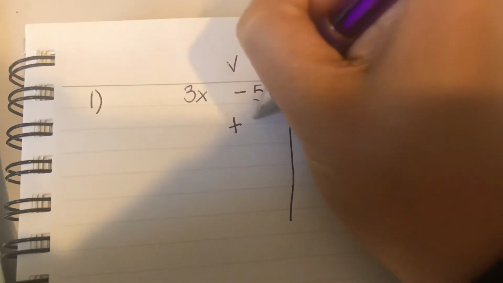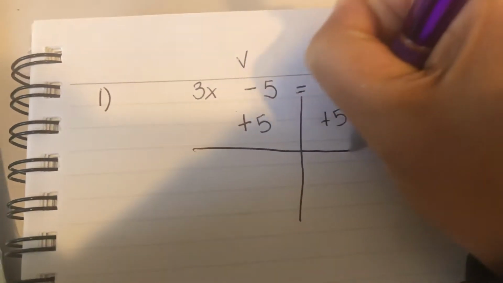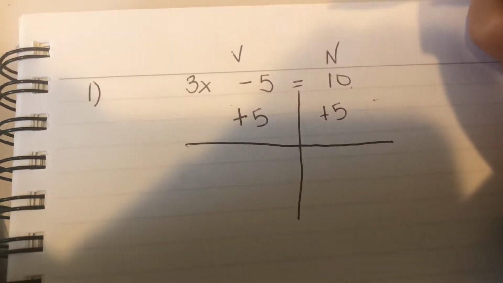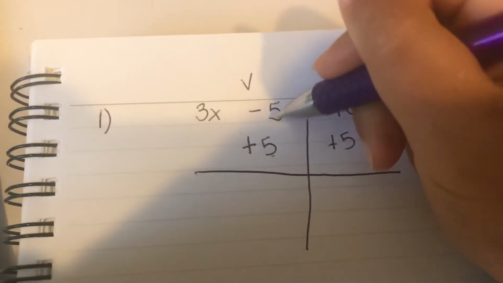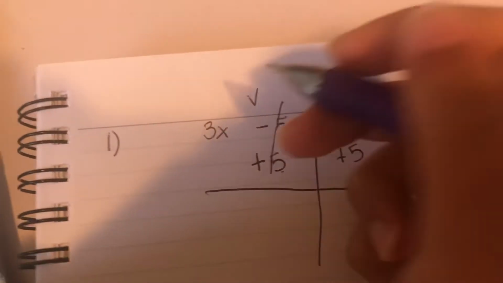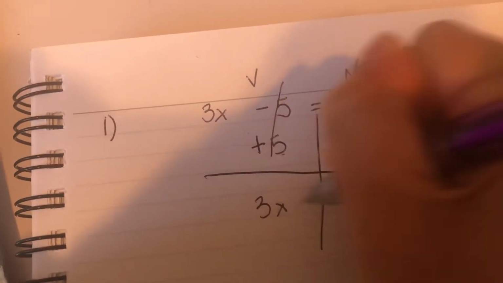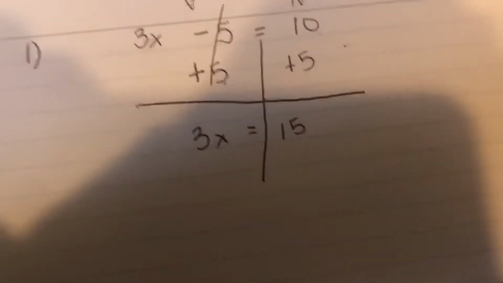So I'm going to add 5 on both sides. Now remember, it's both sides so that you maintain equivalence, and the reason why we do this is because if I have a negative 5 plus 5, that's going to cancel out. That's going to give me 0, and then you get 3x equals 10 plus 5, which is 15.